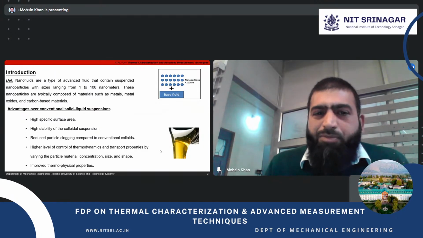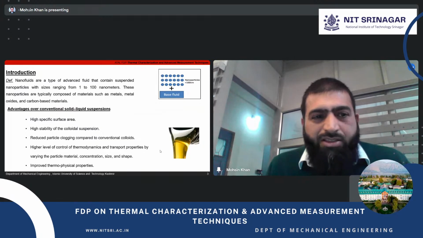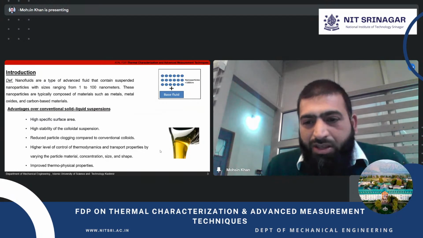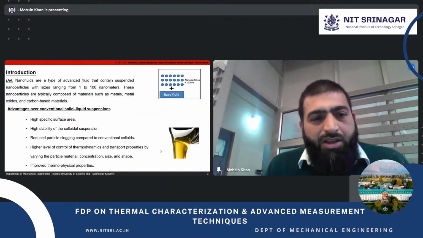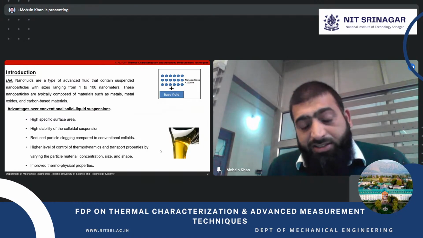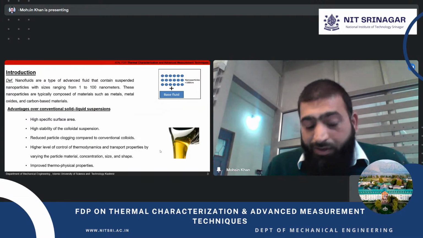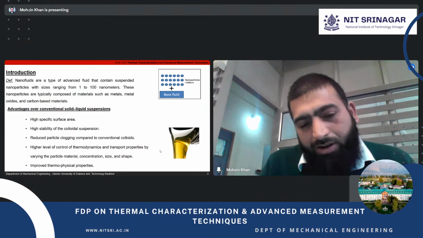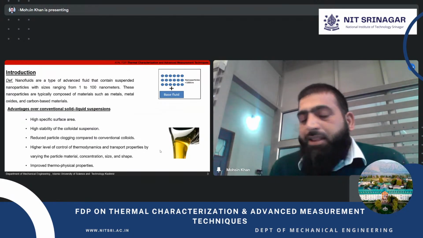So essentially, nanofluids are a type of advanced fluid that contains suspended nanoparticles in the range of 1 to 100 nanometers. These nanoparticles are typically composed of materials such as metals, metal oxides, and carbon-based materials. Many researchers have reported that it has been very advantageous to use nanofluids. What we learned so far is that, because of the high specific area and high stability compared to suspensions which contain micro-sized particles, and the best part about nanofluids is that we have a greater level of control on the thermodynamic transport properties, and we have reported improved thermophysical properties of the nanofluids.